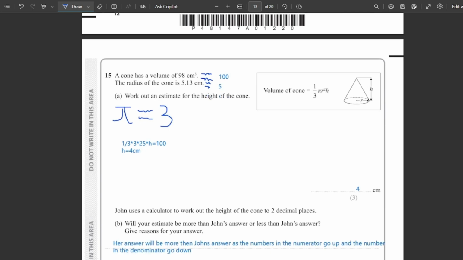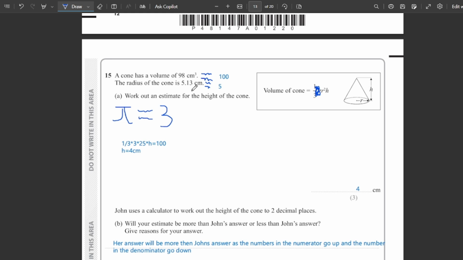Then moving on to 15. A cone has a volume of 98 centimeters cubed. The radius of the cone is 5.13 centimeters, and we're asked to work out an estimate. Well, firstly, we need to estimate a value for pi. Pi is approximately 3, so if anything, the 1 over 3 and the pi just sort of cancel out and aren't necessary. And then the radius is 5.13.